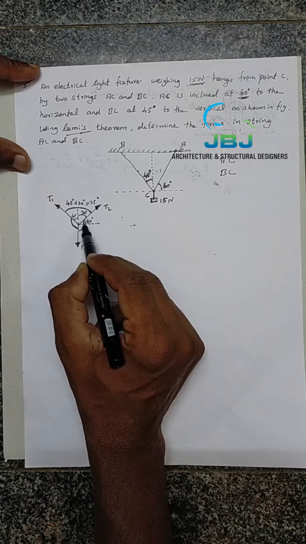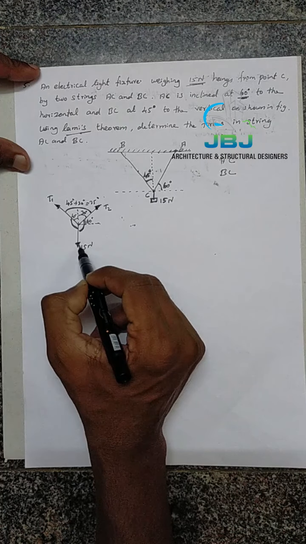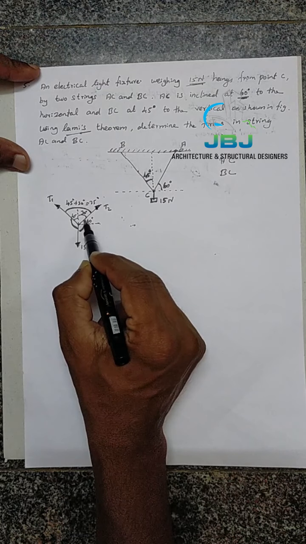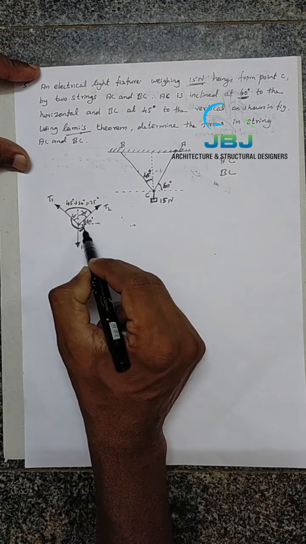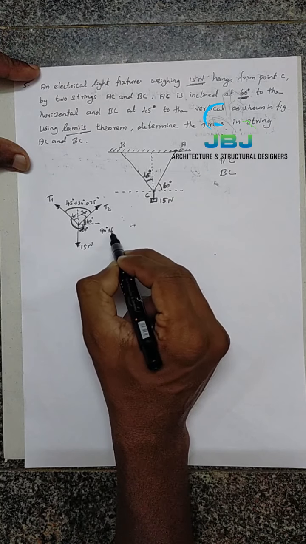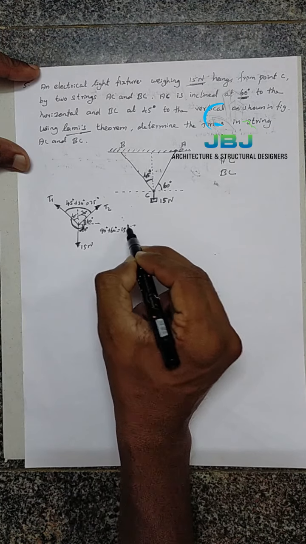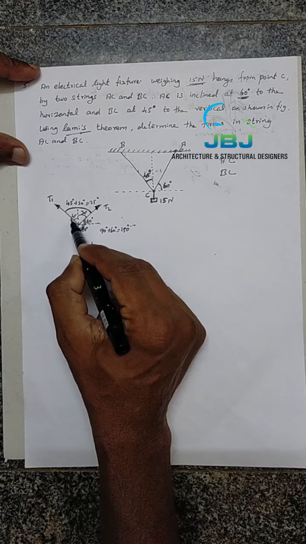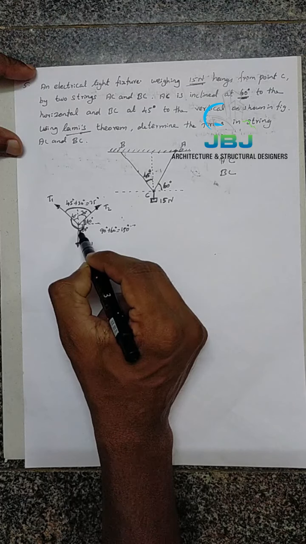Clear? Then what is the angle between these two? That means the hanging weight to this string, from this point to this point, is 60 degrees. This is the 90 degrees. So 90 degrees plus 60 degrees equals 150 degrees. Then finally we should find the angle between these two.